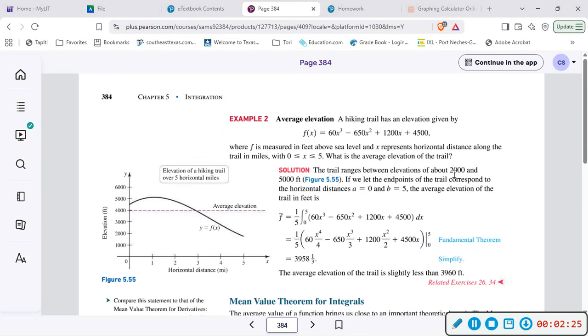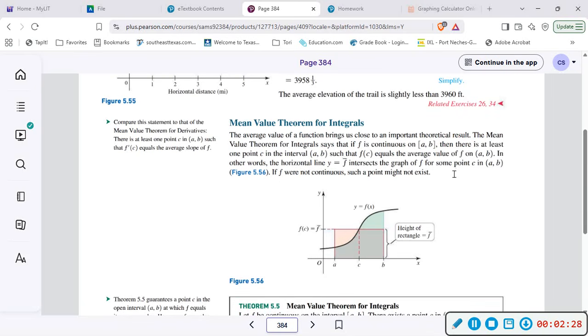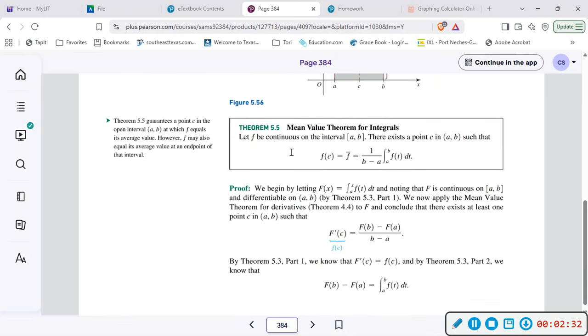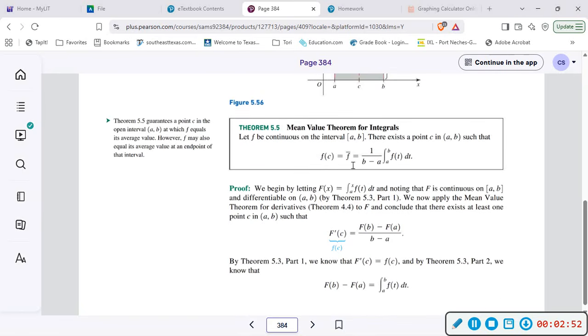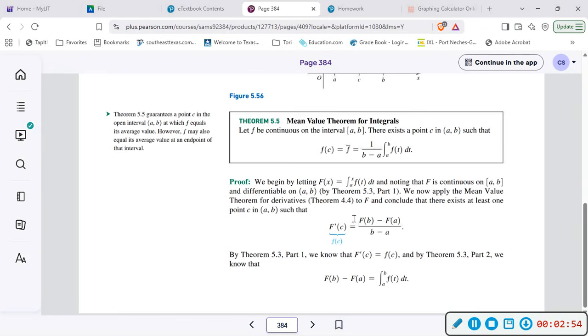All right, so here's an application of that average value function. And then we have the mean value theorem for integrals. It says f is a continuous function on [a, b]. There exists a point c in the interval [a, b] such that f of c is equal to the average. So there is some point in there that is equal to the average of that function given by this property. And then here is some of the proof, similar to our mean value theorem.